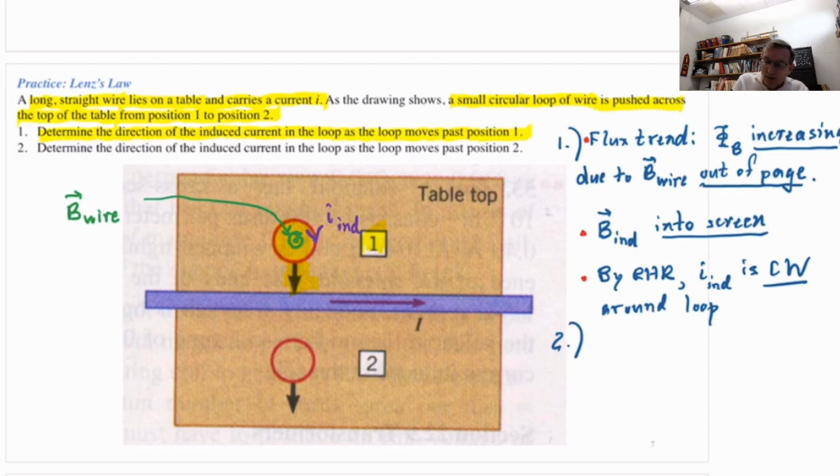Let's do part 2. Okay? Determine the direction of the induced current in the loop as the loop moves past position 2. So now the loop is below the wire as we view it from above and moving away. Please note it's moving away. Of course, there's its interior surface for the loop. So we need to first find the flux trend. I'd like you to try that first for yourself. Pause the video, and then come back when you have the flux trend, and we'll talk about it.